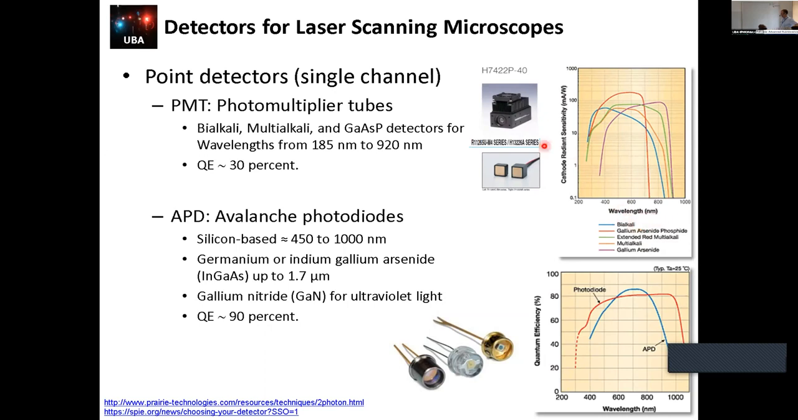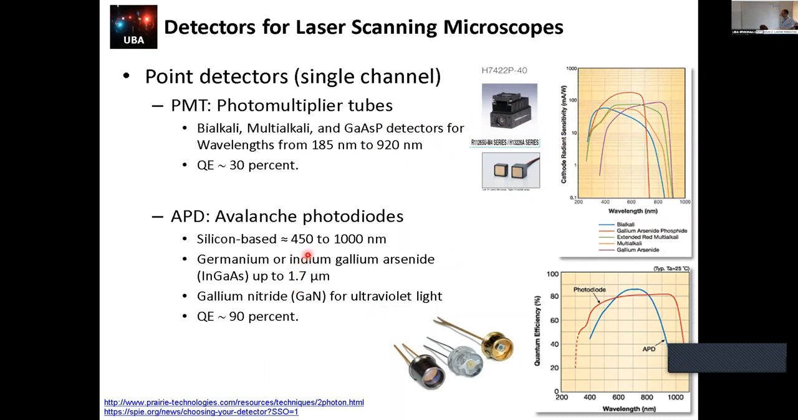And nowadays, one of the best ones are these gallium arsenide phosphide photodiodes, which are really high in quantum yield. So the number of photons detected relative to the number of photons hitting the detector. And also it has a really nice range of detection, from 400 to 650 or 700.